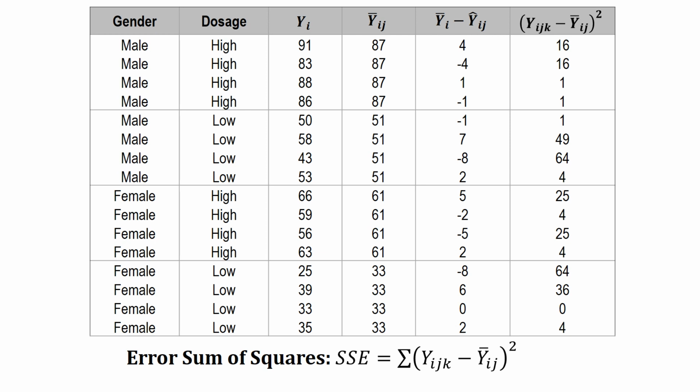We then repeat this process for every remaining group: males with the low dosage, females with the high dosage, and females with the low dosage. The error sum of squares, or the SSE, is going to be the sum of all of the values in the final column, which is equal to 314.